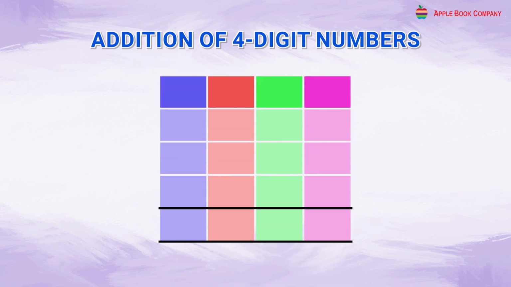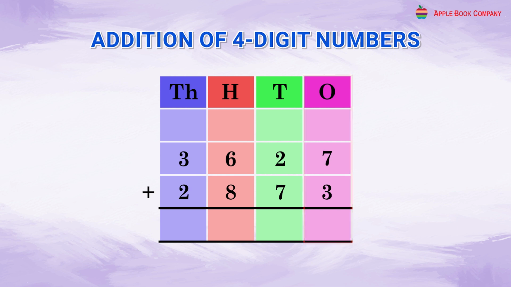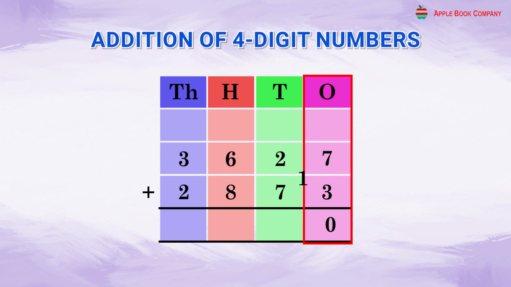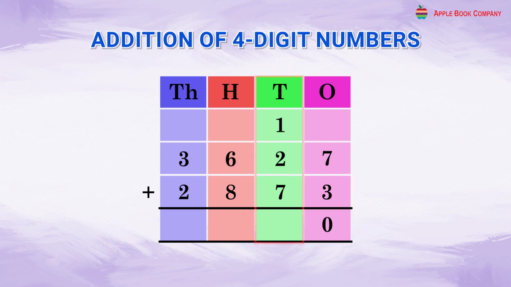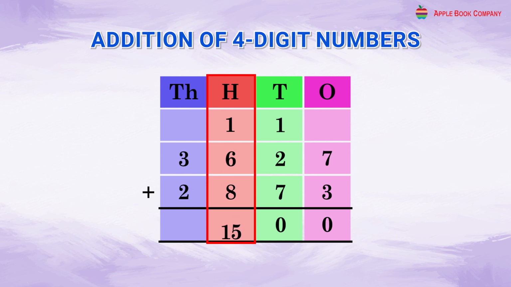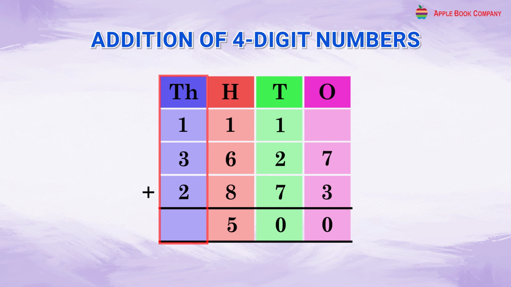Let's see another example. Write the numbers in columns and add. Let's arrange the numbers in column form and start adding from ones. 7 plus 3 is 10. Carry 1 to tens place. 1 plus 2 plus 7 is 10. Carry 1 to hundreds place. 1 plus 6 plus 8 is 15. Carry 1 to thousands place. 1 plus 3 plus 2 is 6.